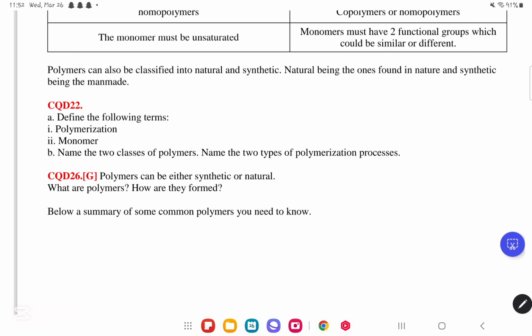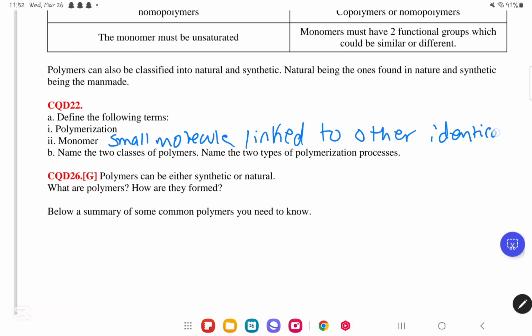Okay, now define what is a monomer. A monomer is a molecule that's linked to other identical molecules to form a polymer. So, actually no, it's a small molecule linked to other identical molecules to form a polymer.